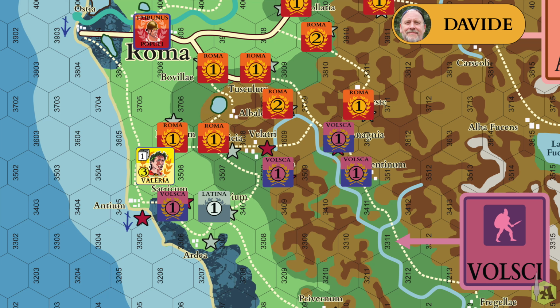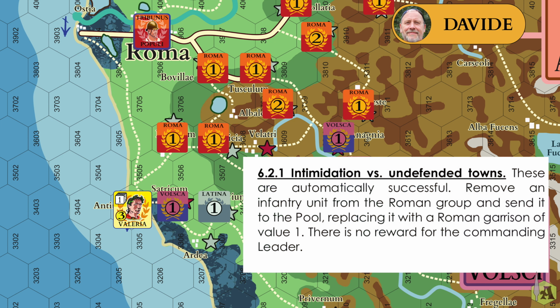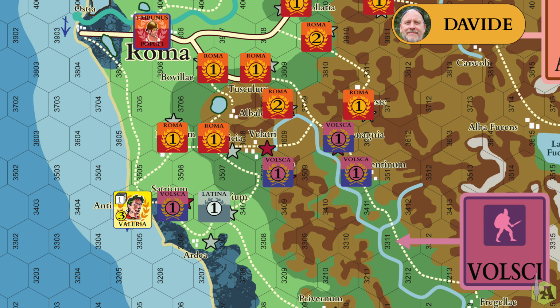The move costs 1 action. As Antium has no garrison, the player chooses to make an intimidation which succeeds automatically. A Roman unit goes into the general pool and a garrison of 1 Roman goes to Antium. The player then moves the king to Velatri and does the same. The actions spent so far are 6. The king is left with 1 infantry and 2 cavalry.